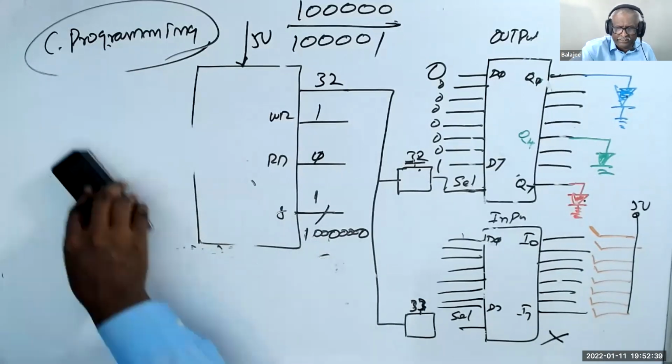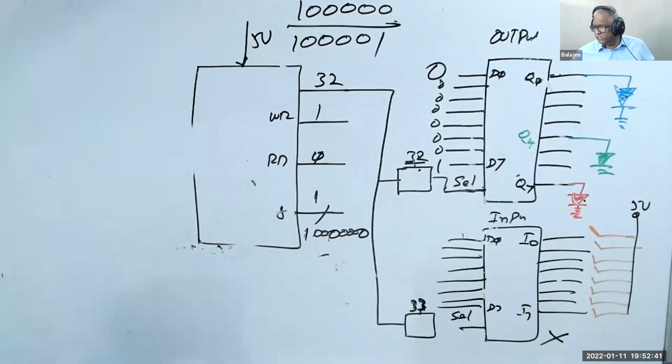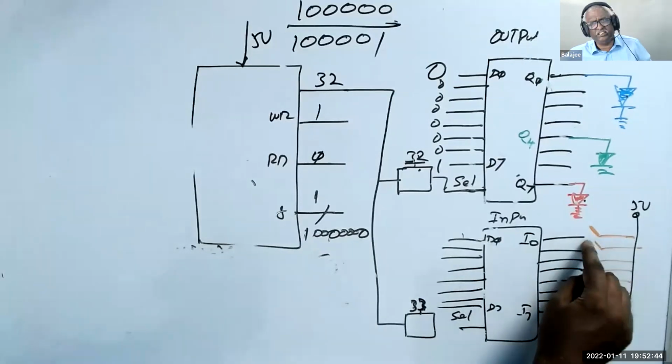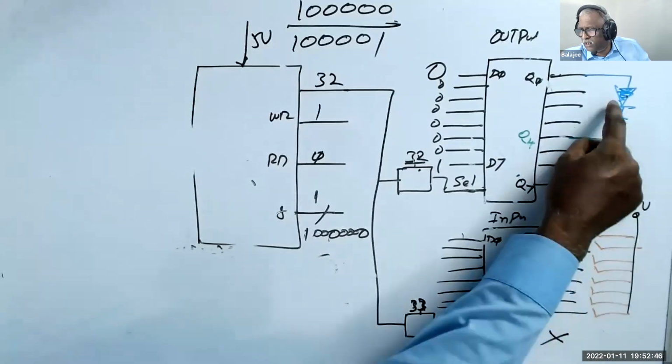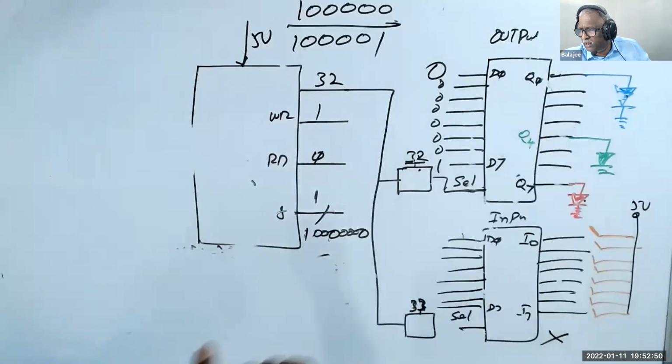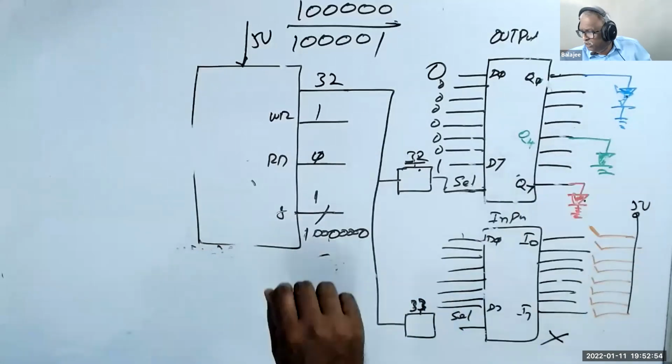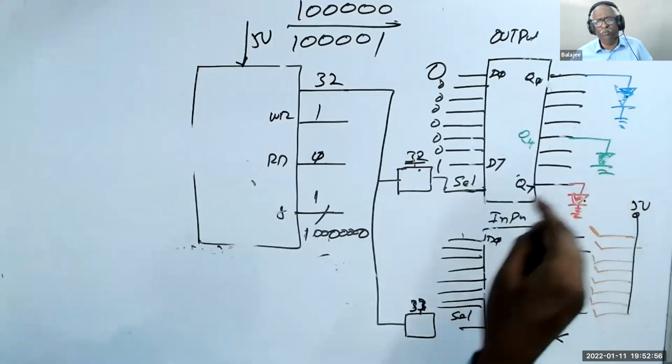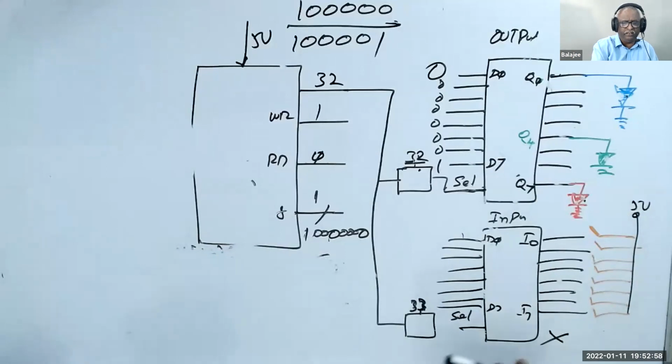Now the third one is this. Let us say that when I press the first switch, I want the blue to be on. When I press the second switch, I want the green to be on. When I press the third switch, I want the blue to be on. Now what am I doing? Simple. See here.